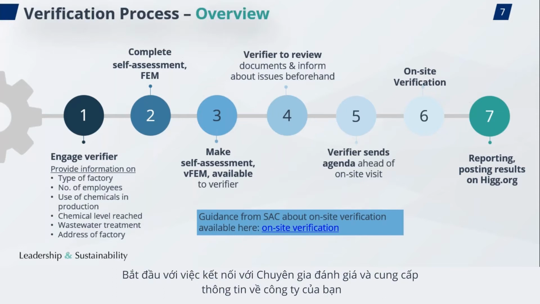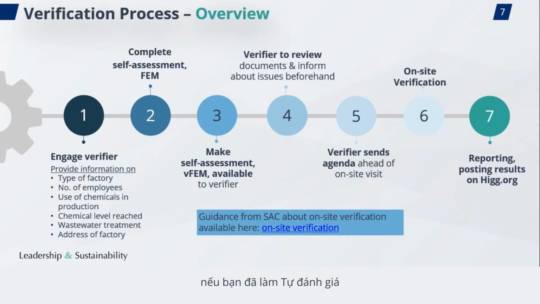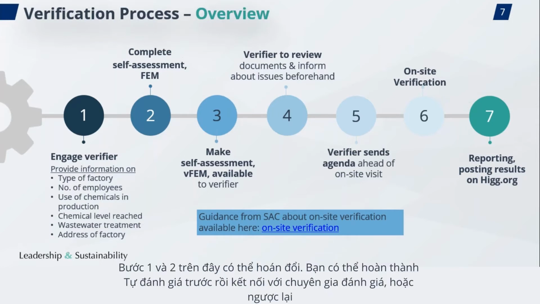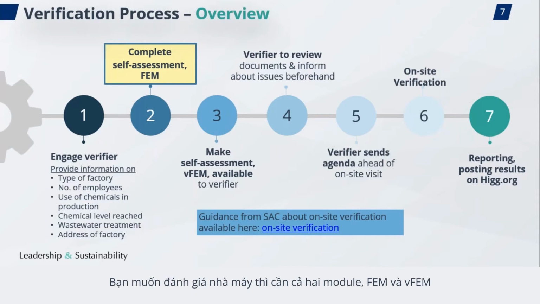So you begin by engaging a verifier and provide information on your company and the levels that you have achieved in the self-assessment, for example, if you have already done the self-assessment. So items 1 and 2 on this slide here, you may do the self-assessment first and then engage the verifier, or vice versa. And once you have completed the self-assessment, you can make the self-assessment available to the verifier. And also you need to have the VFEM module as well. So you have your FEM module and you also have your VFEM module. So you need both modules if you want to verify.